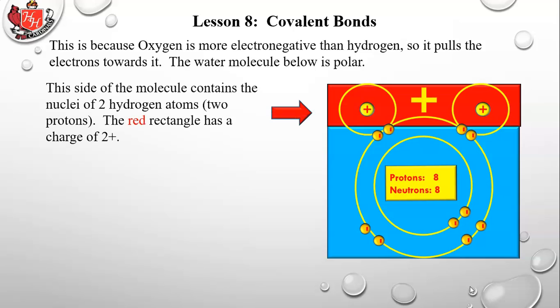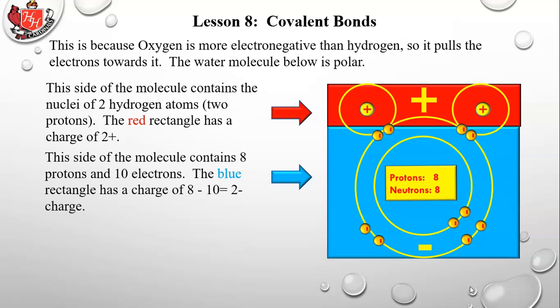So this side of the molecule, that's the side in red, contains the nuclei of two hydrogen atoms, two protons. The red rectangle has a charge of +2. So if you just look at what's in that red rectangle, it's only two protons. That's all you see there. So that side of the molecule is more positive.